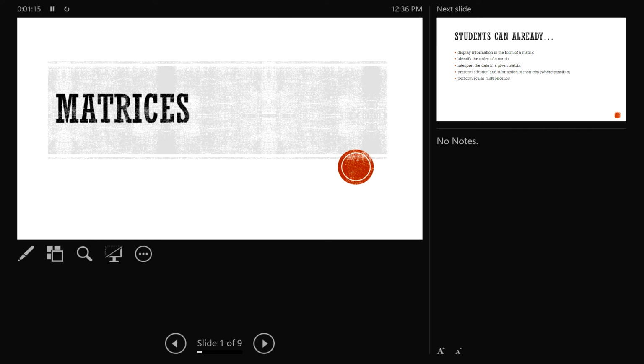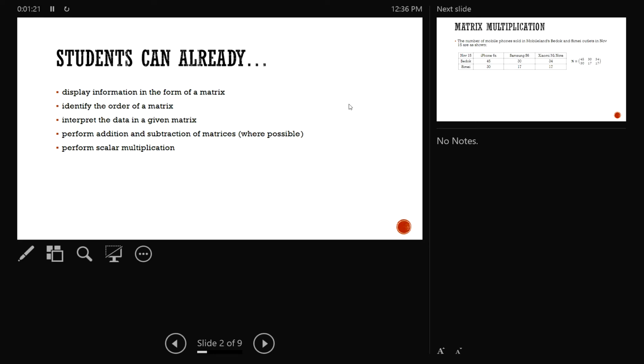Okay, so today's topic is still on matrices. You should be able to do these things on the screen. So look up, check that you are able to do this, otherwise you cannot follow today's lesson. You know how to display information in the form of a matrix, from a table to a matrix? Can identify the order in the matrix?